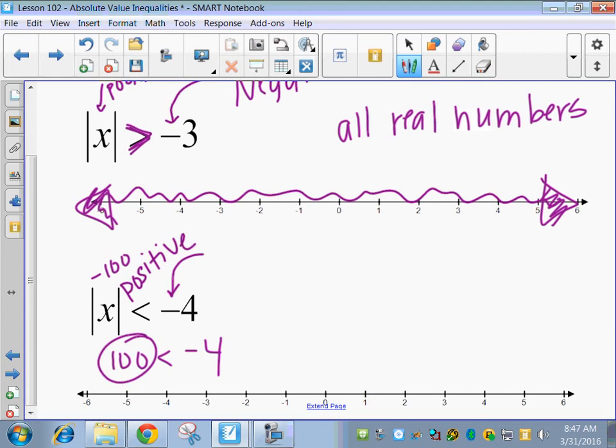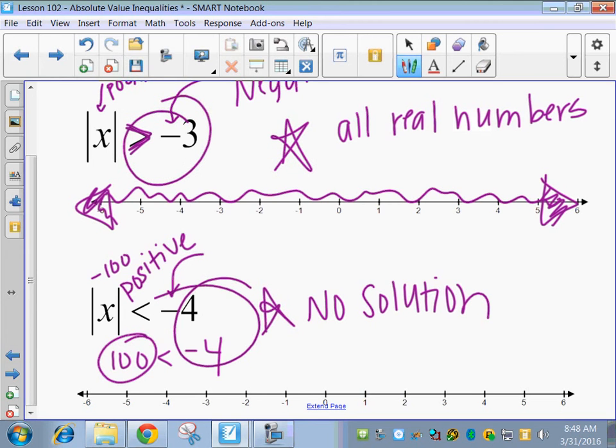Are there any positive numbers that are less than negative 4? No. Okay, so this one is no solution. And you would just have an empty number line. Your number line has nothing on it because nothing works. There are no positives that are less than a negative number. Make sense? Those are the only 2 special cases. If you get a negative, it has to be one of those special cases.